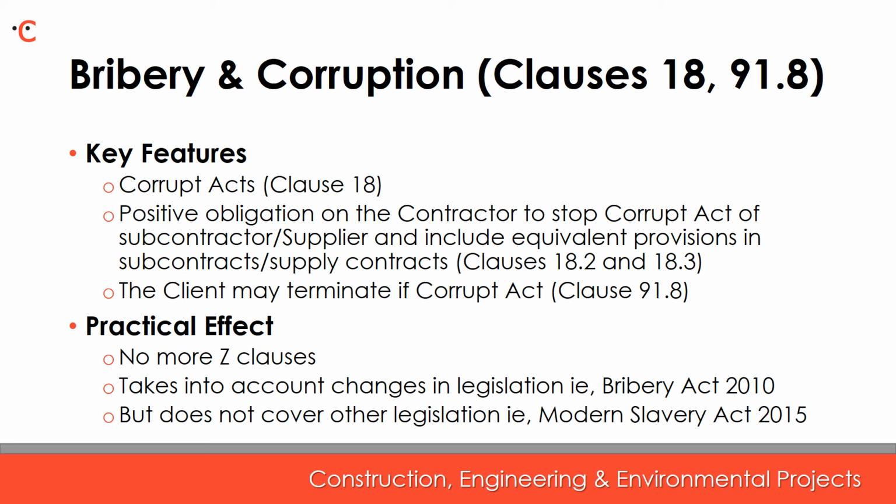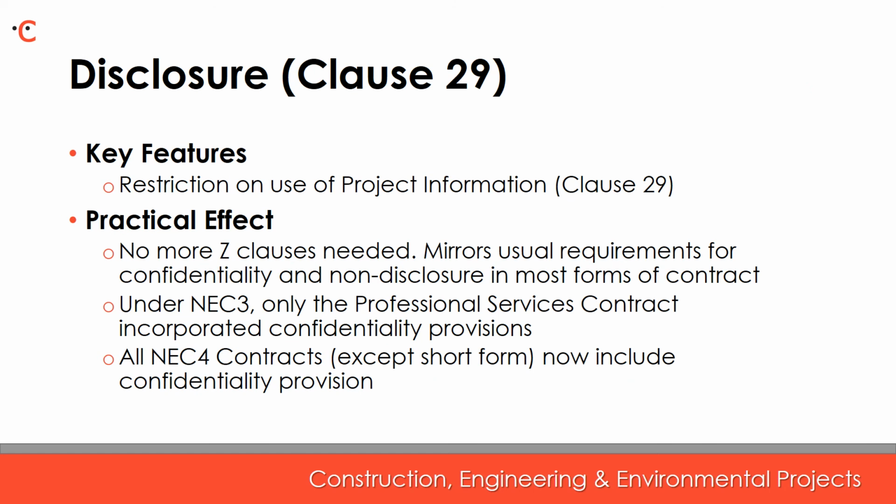From bribery to disclosure. In NEC3, confidentiality provisions previously appeared only in the professional services contract, but are now included in all NEC4 contracts, except the short ones. In ECC, this is Core Clause 29. The wording mirrors the usual requirements for confidentiality and non-disclosure. This is seen to encourage best practice, as confidentiality clauses are commonly seen in most other forms of standard contract, and again, this eliminates the need for Z-clause amendments.